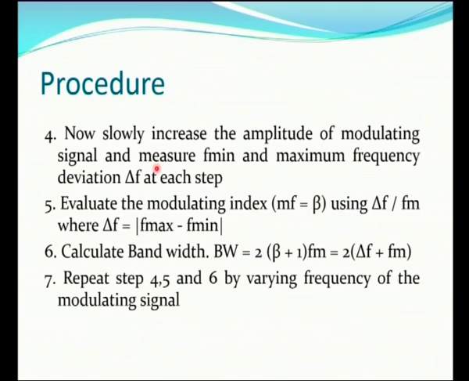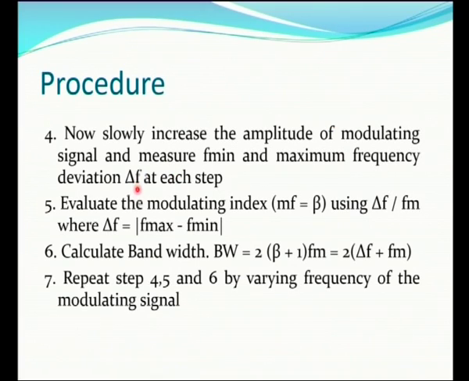After applying it, we are going to slowly increase the amplitude of the modulating signal and measure the Fmax and Fmin at each step. For one particular value of the modulating voltage, we observe the frequency deviation del f that is produced. Fmax minus Fmin, the maximum and minimum frequency, will give us del f. Once you compute del f, you need to tabulate it in the tabular column.